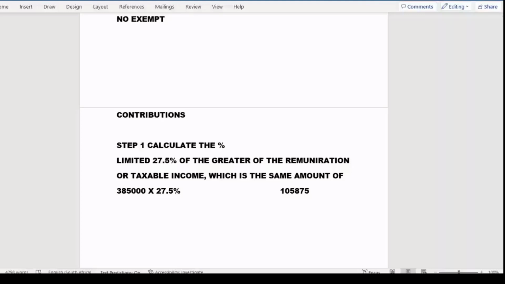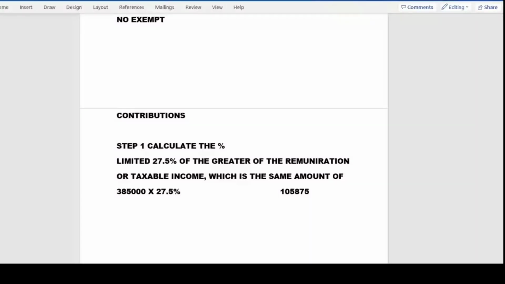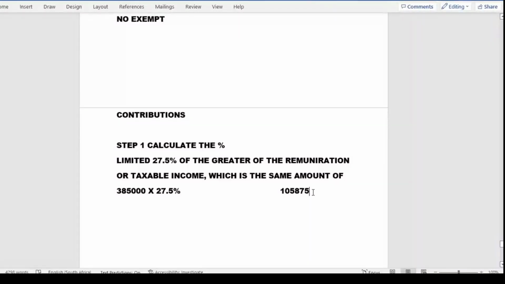Or the other thing is you need to calculate this. For step 2, you're going to look at the actual contributions, and then you're going to take the lesser between the cap, 350,000, the 105,875, and the 385,000 rand. So let's have a look at the actual contribution.